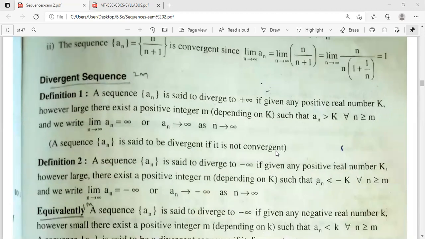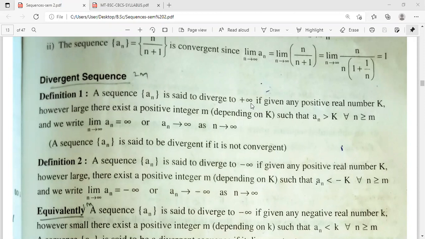First one was the convergent sequence, now the divergent sequence. A sequence a_n is said to diverge to plus infinity if, given any positive real number k, however large, there exists a positive integer m depending on k such that a_n greater than k for every n greater than or equal to m.